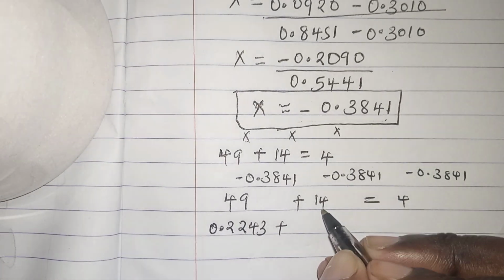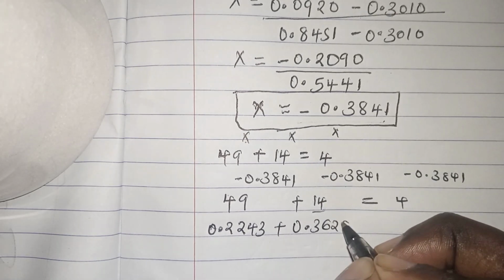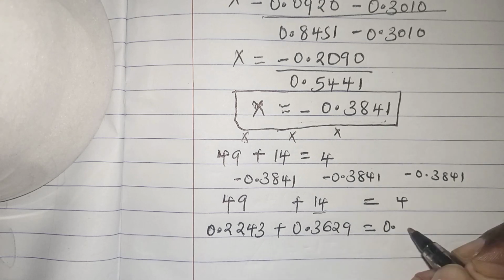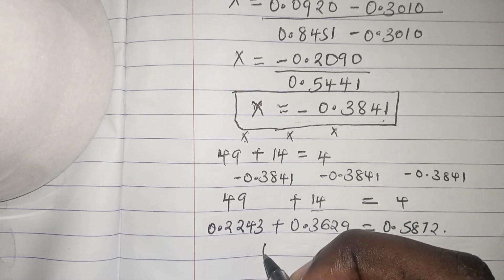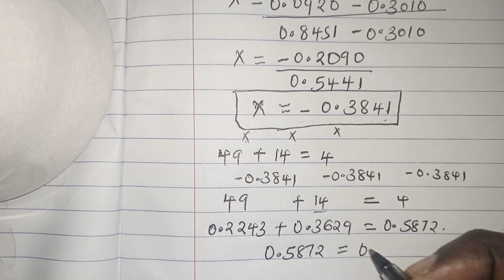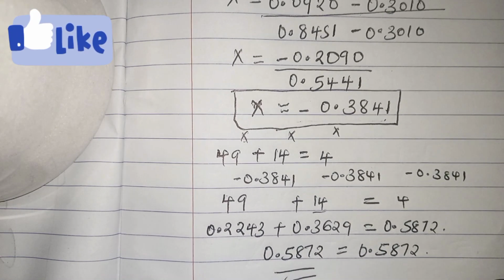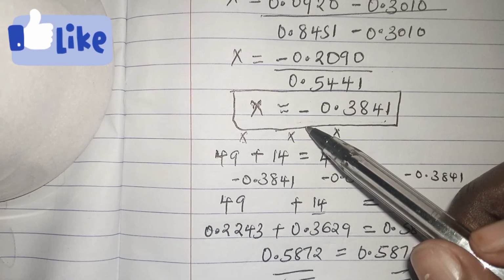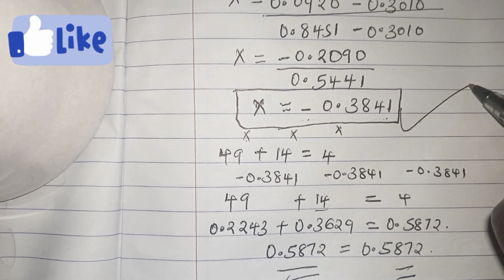0.2243 plus this will give us 0.3629 is equal to, this gives us 0.5872. So if you add this, 0.5872 is equal to 0.5872. Our left hand side and our right hand side are the same, meaning x is approximately negative 0.3841, which satisfies our equation.